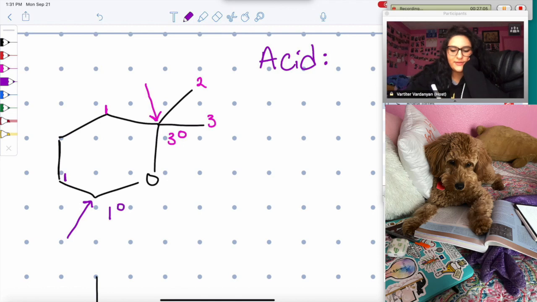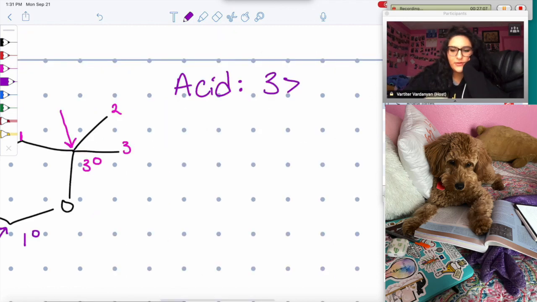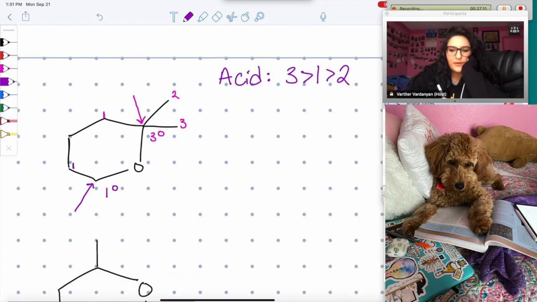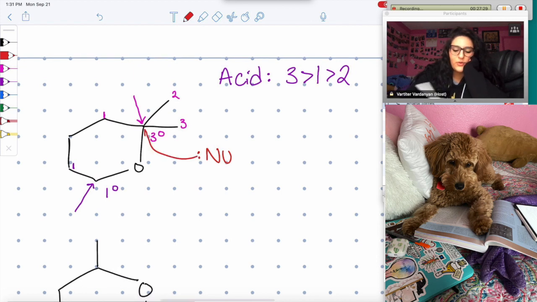Yes, 3, 1, 2. So between our tertiary option and our primary option, which of them is the acid going to choose? Tertiary, exactly. And so again, what we mean by choose is that the nucleophile will attack the tertiary side and we will break open towards the primary side.